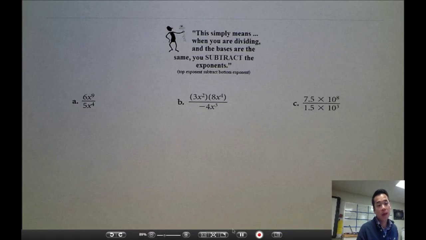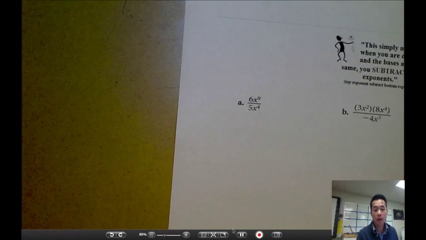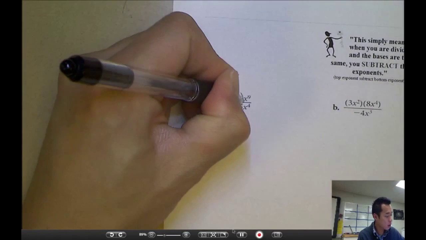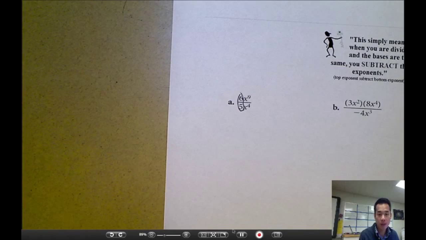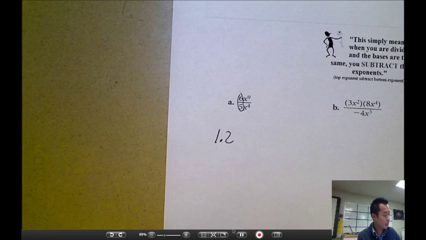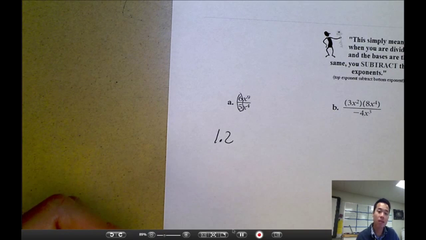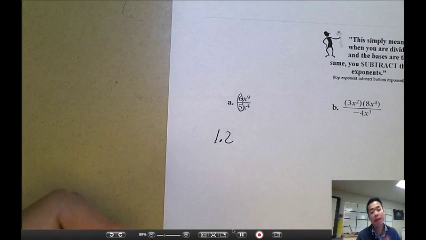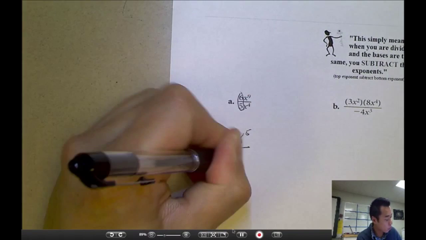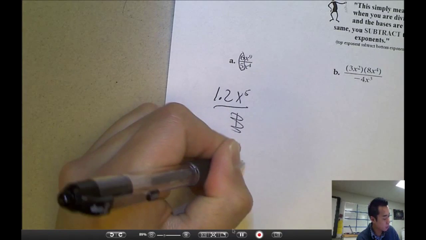I'll start with 6x to the 9th divided by 5x to the 4th. Okay, all right, here we go. So we have 6x to the 9th divided by 5x to the 4th. The first thing I'm going to do is take care of my coefficient. 6 divided by 5 is 1.2. Next, I have x to the 9th divided by x to the 4th. I know that they're both the same base of x. Yes, you can write out x to the 9th at the top and then x to the 4th on the bottom, and then start canceling out. All you have left is x to the 5th over 1. But really, we don't have to write this 1. Our final solution would be just x to the 5th.